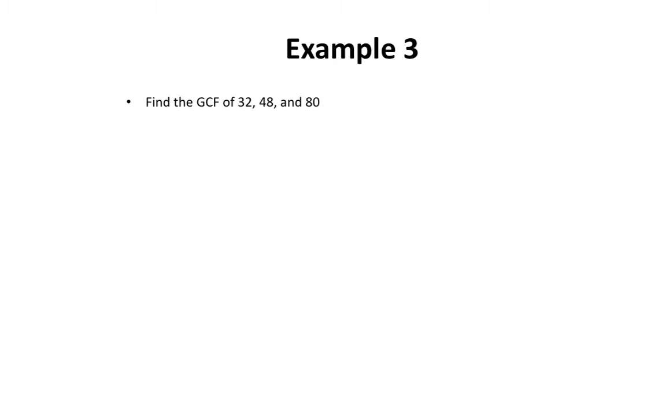In our third example, we want to find the greatest common factor of 32, 48, and 80. Unlike our previous examples, finding the greatest common factor intuitively of these three numbers can be pretty difficult, and therefore we're going to use our systematic approach instead. We're going to first find the prime factors of 32, 48, and 80.